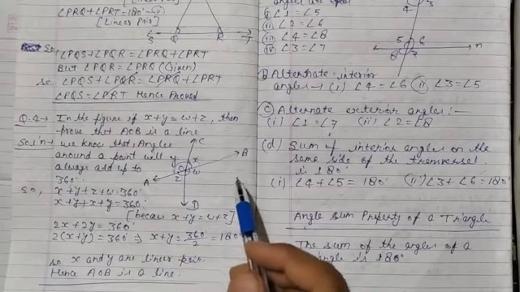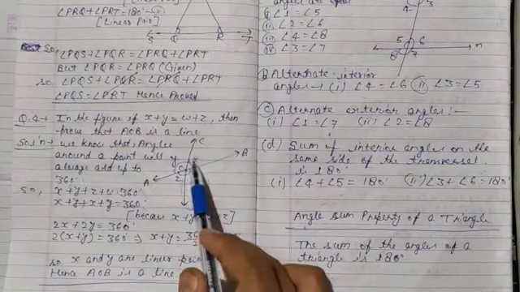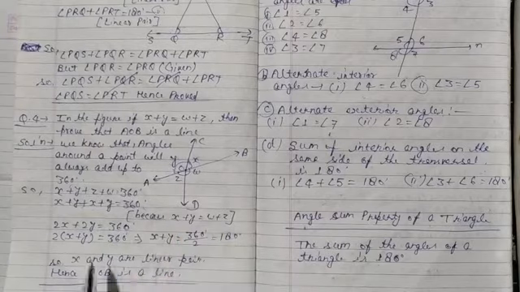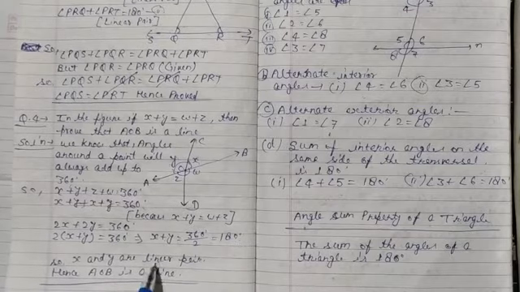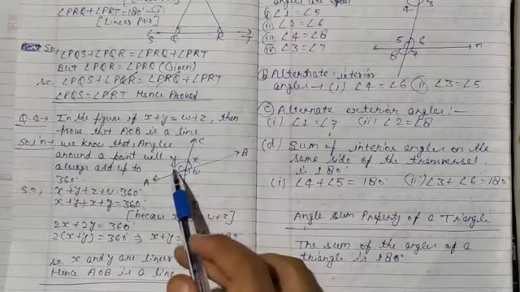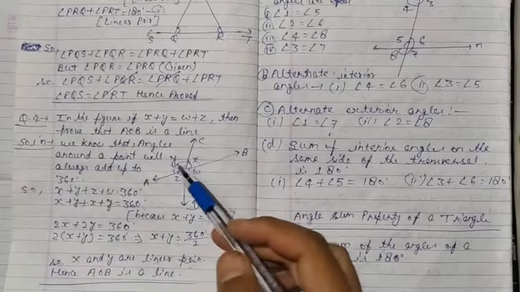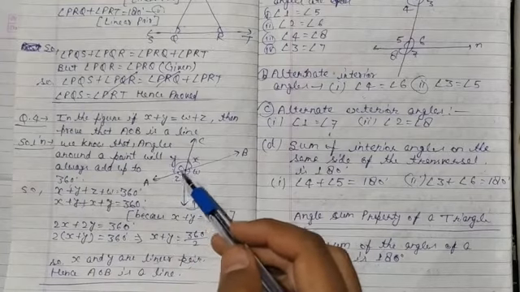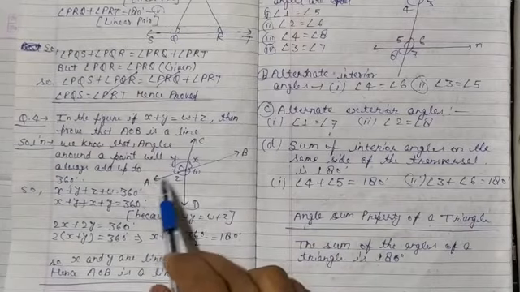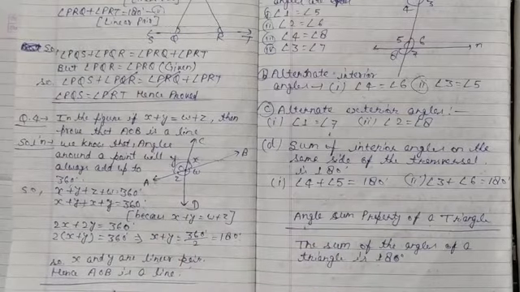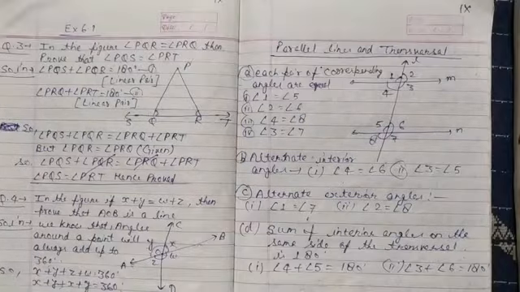is 180 degrees. So these two angles are a linear pair. Because the sum of both angles is 180 degrees, we can say x and y are a linear pair. And linear pair angles are on one side of a straight line. So hence AOB is a straight line. Hence proved.